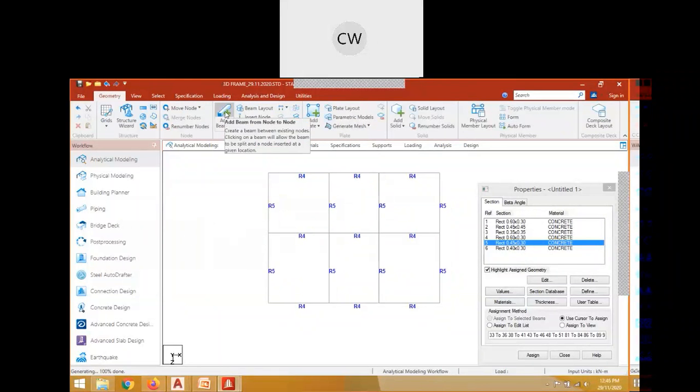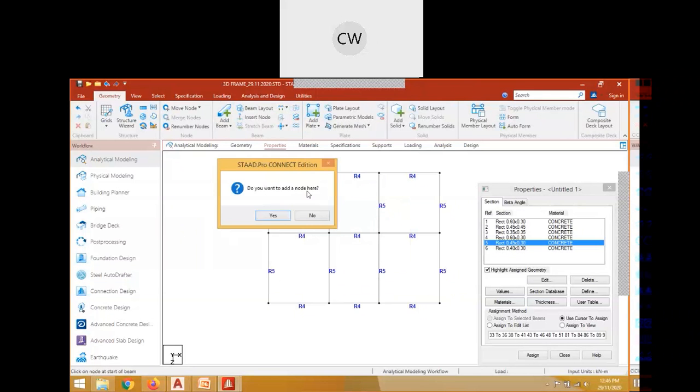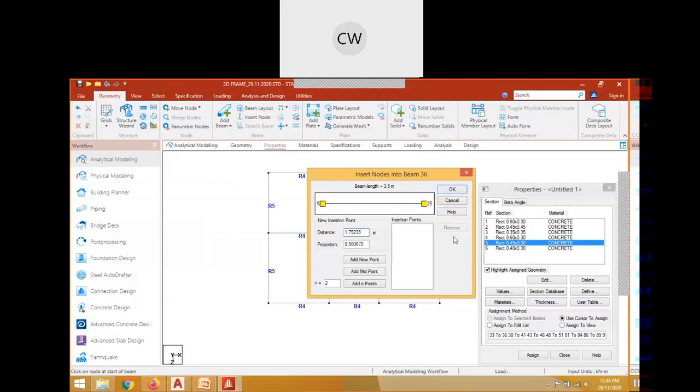So go again to geometry and say add beam. The add beam command is already covered, and here you can click anywhere, and it will ask you where to create the node. Suppose I click here. It will ask, do you want to add a node here? Say yes. Now where to add the node, whether you want a midpoint or add a new point at a particular distance.